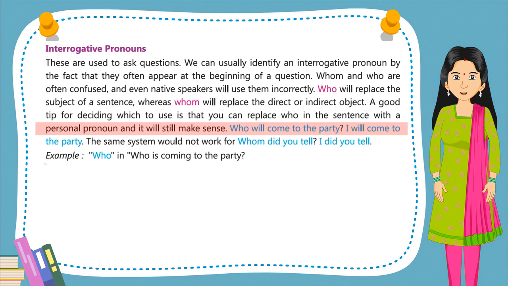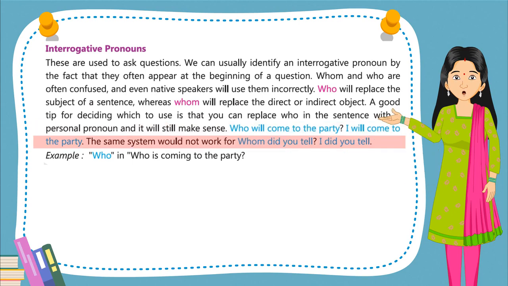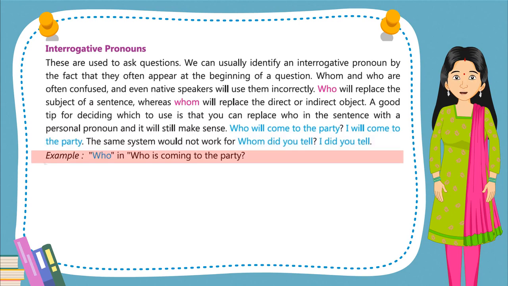Who will come to the party? I will come to the party. The same system would not work for "Whom did you tell?" "I did you tell." Example: Who is coming to the party?